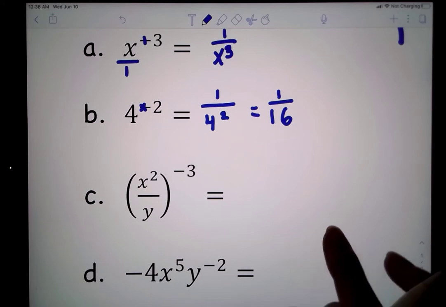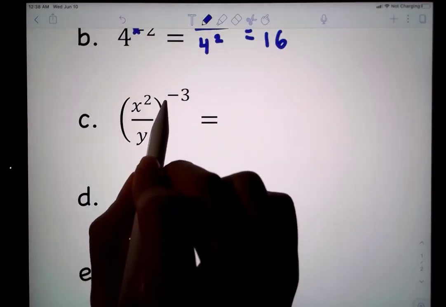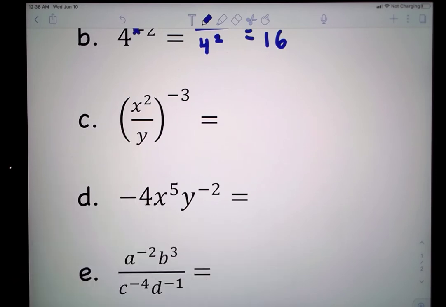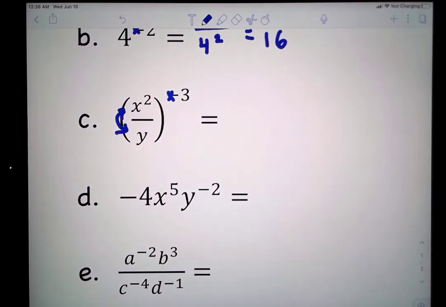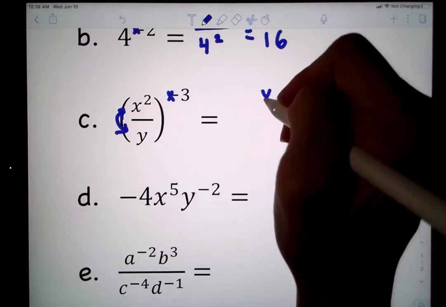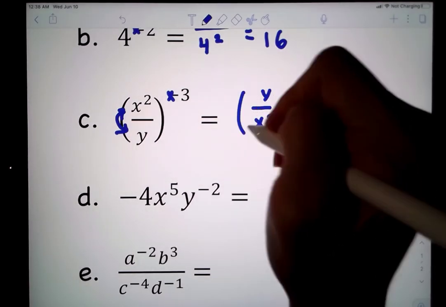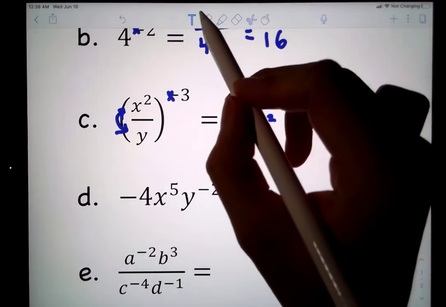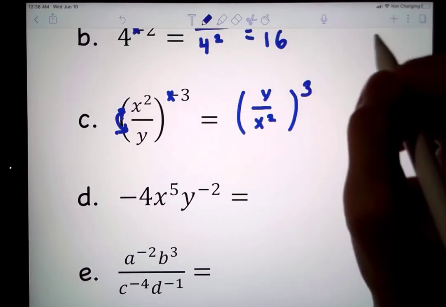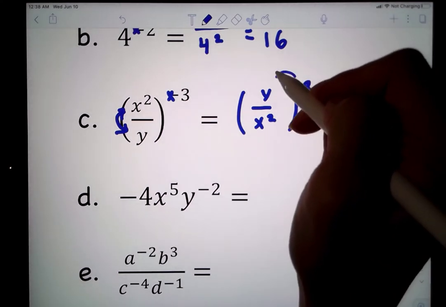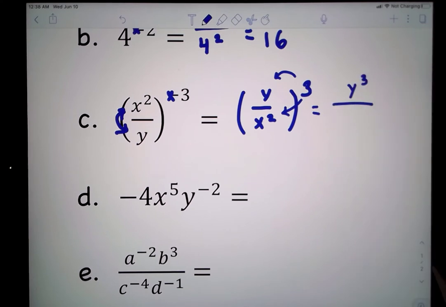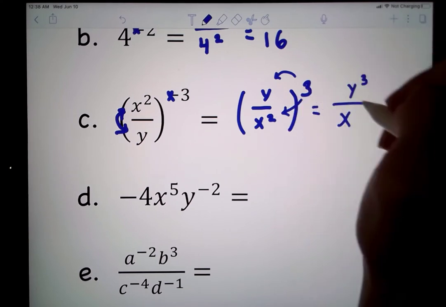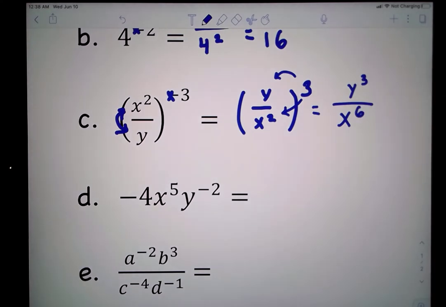And C, do you see the negative sign over here? Anytime you get a negative, that's confusing, so I want you to do the negative sign first. Get rid of it, and you switch your numerator and denominator. So you get y over x squared to the third power, right? And then we learned about distributing, so we need to distribute. Then you get y cubed over x to the 6, like that.